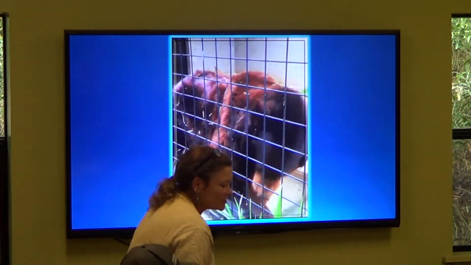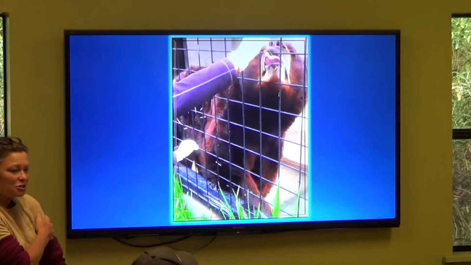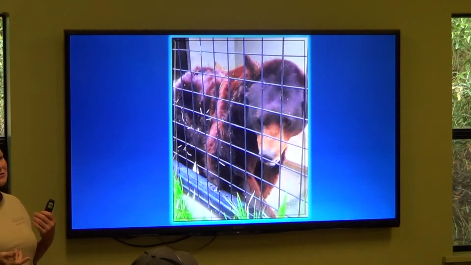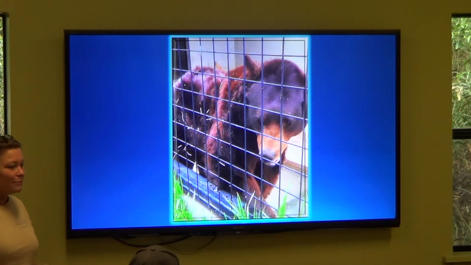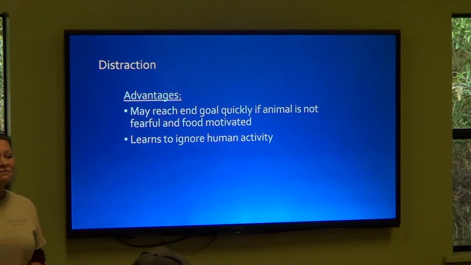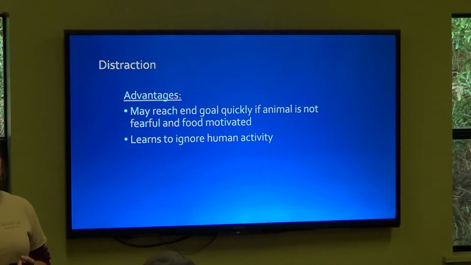There you go. She's manipulating the bear's fur, prepping the bear for an injection in the shoulder, giving lots of food. The idea is the bear's getting something really sweet and tasty, and again, perhaps not paying too much attention to what's happening. Some advantages with this technique, especially if you have an animal that's quite comfortable with you and taking food from you, really food motivated, those sorts of things help if you're using this technique.